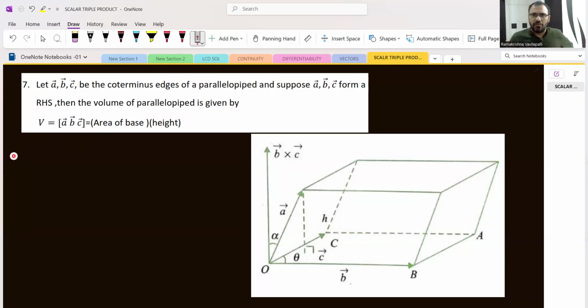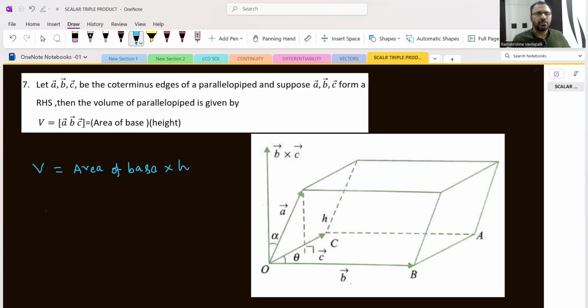I'll give you the proof, just in two lines. So what is the formula for a rectangular box? L into B into H. What is meant by L into B? That is the area of the base rectangle. And what is H? That is the height of the rectangular box. The same concept we can apply here: the volume of the parallelepiped is equal to the area of base into height.